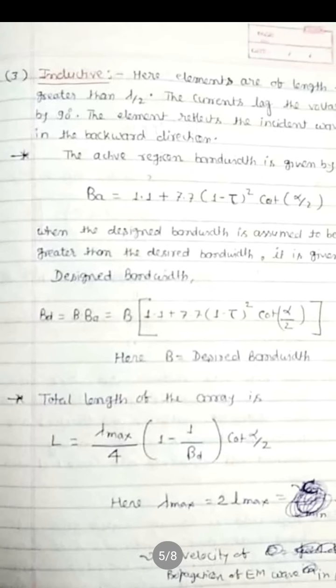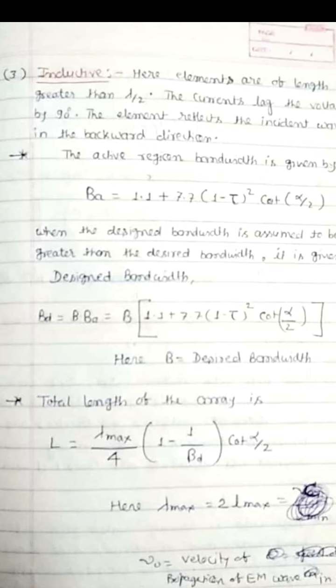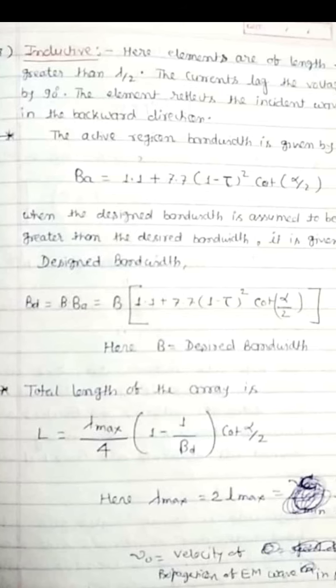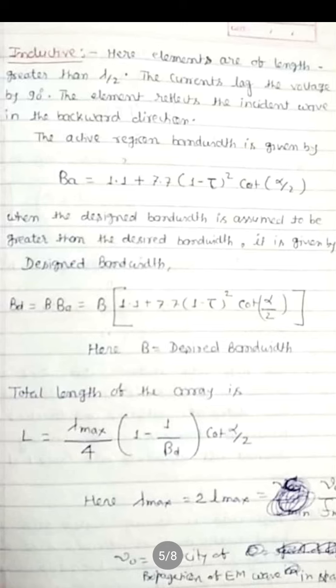Now the total length of the array is given by L equal to lambda max by 4 bracket 1 minus 1 by beta d, meaning the desired bandwidth, cot alpha by 2. Here lambda max is twice the L max, which is denoted by V naught by F min, and V naught is the velocity of propagation of electromagnetic wave in space.